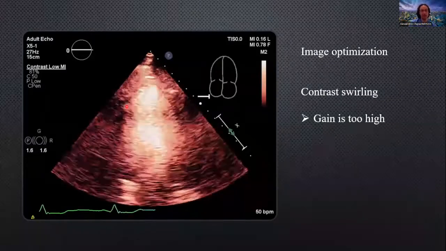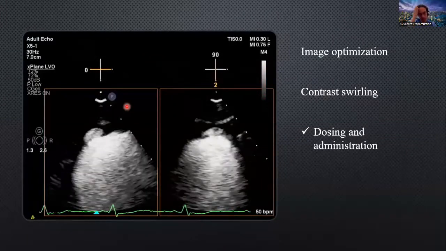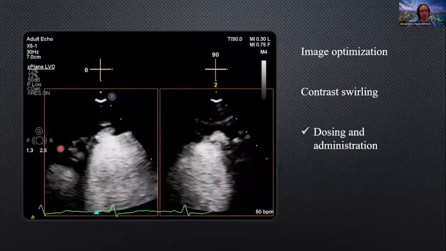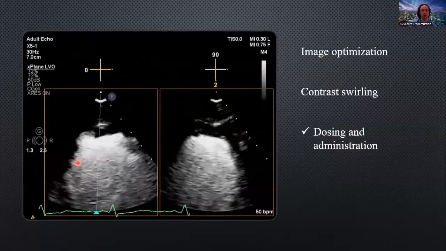But even using the LVO preset, if you wait for the bubbles to accumulate, and as we discussed before, give a slow flush that will allow the bubbles to accumulate, you upgrade the opacification of the LV to get rid of the swirling.